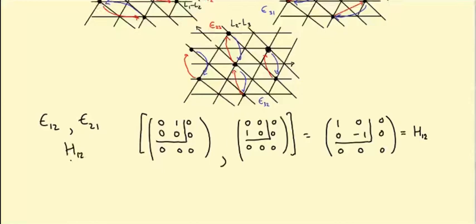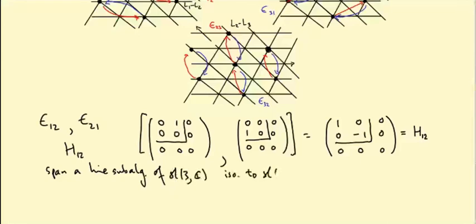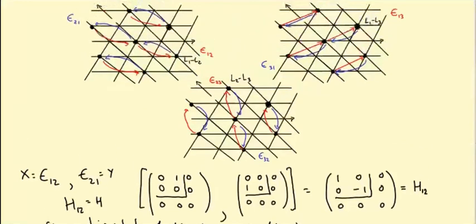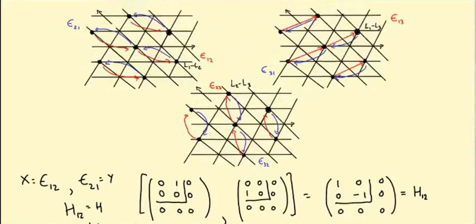So the claim is E12, E21 and H12 span a Lie subalgebra of SL3C, which is isomorphic to SL2C. In other words, if I just look at these three, I get something isomorphic to SL2C. So all we need to do to prove that is to check that the Lie brackets between them are the same as the Lie brackets would be if this were X, this were Y, and this were H. So that's an exercise. So that holds for 1, 2. It also holds for 1, 3 and for 2, 3. So we get three subalgebras of SL3C, each isomorphic to SL2C.